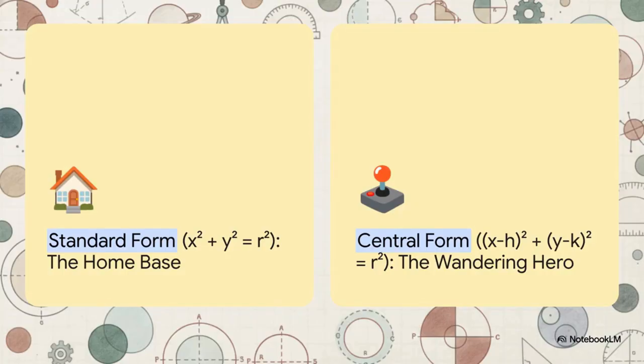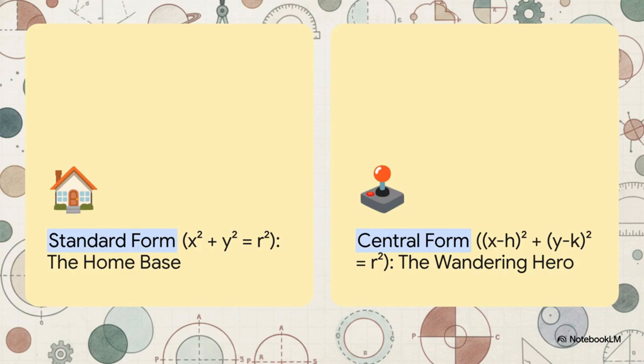Okay, let's establish our foundation with a really simple geometric analogy. Think of the standard form, x squared plus y squared equals r squared, kind of like a dog tied exactly to a post at the origin, (0, 0). The radius r is the leash. It is perfectly symmetric, it's simple, it's our home base.